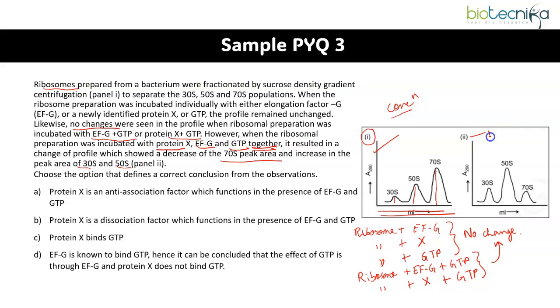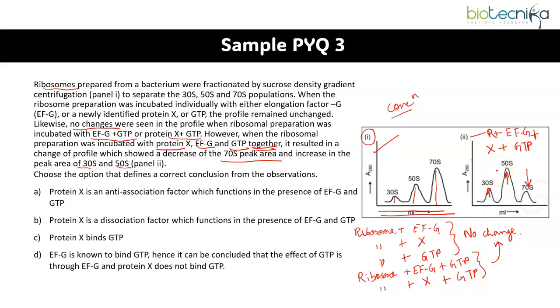So the second panel we are getting when the ribosome preparation is incubated with EFG plus protein X plus GTP. Okay, then we are getting this particular profile. All right, and in this particular profile, what is the situation? The peak of 70S has gone down, whereas the peak of 50S and 30S has increased.